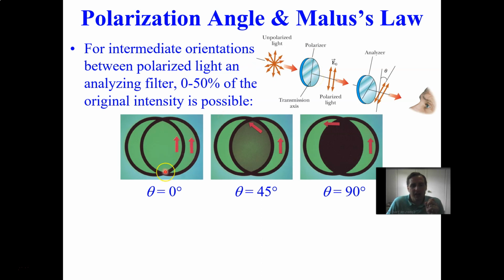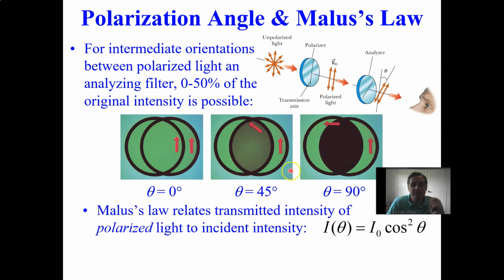Well, notice that here we go from 0 to 45 to 90 degrees. And notice that here we have half of the original light intensity. And then here, at 45, we have actually half of what remained. Half of this polarized light is now gone, and then here it's all gone.